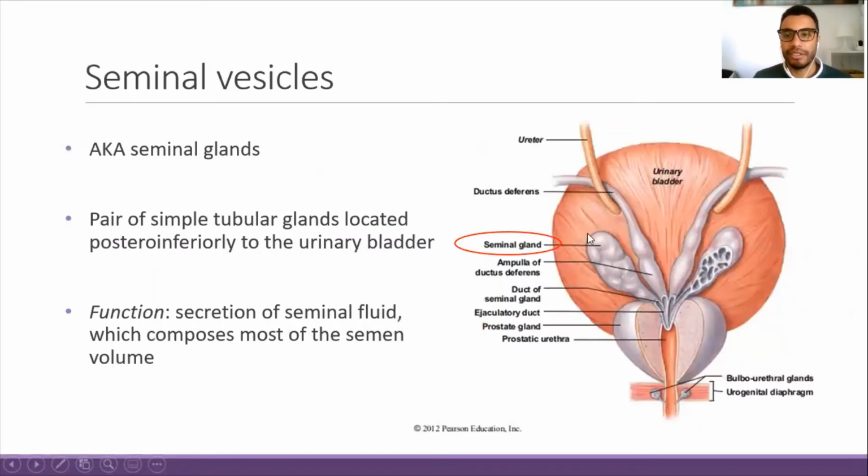The seminal vesicles are also known as seminal glands. Those glands are located posteriorly to the urinary bladder. Okay, they do have a pair of those glands. They are tubular glands located inferiorly to the urinary bladder. And the main function is secretion of seminal fluid, which composes most of the semen volume. So this accounts for approximately 60% of the total volume of semen.